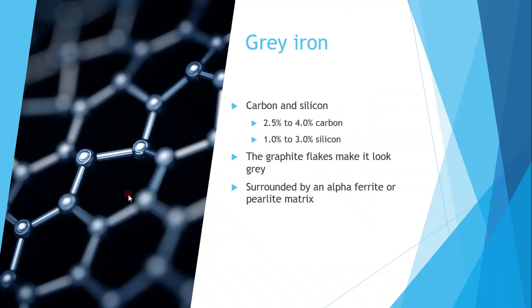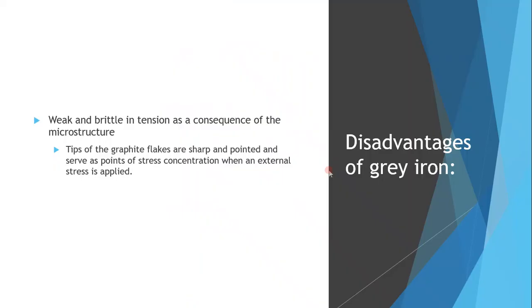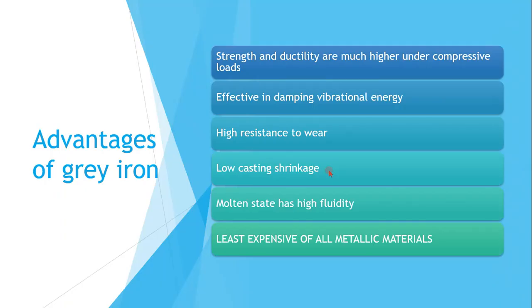So grey iron consists of carbon and silicon, between 2.5% to 4% carbon, and up to 3% silicon. And the graphite flakes make it look grey, which is surrounded by an alpha ferrite or pearlite matrix. So disadvantages of grey iron, it's weak and brittle in tension as a consequence of the microstructure. Tips of the graphite flakes are sharp and pointed and serve as points of stress concentration when an external stress is applied. Advantages of grey iron, there's a few.